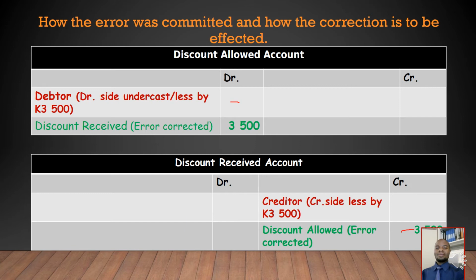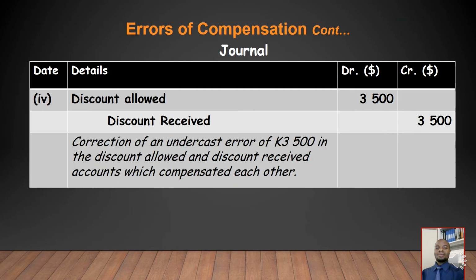Let's see how we're going to show this in the journal. In the journal, all we're going to do is say debit the discount allowed account with $3,500 and credit the discount received account with $3,500, being correction of an undercast error of $3,500 in the discount allowed and discount received accounts, which compensated each other. So that is the explanation. Let's move on to the next question.